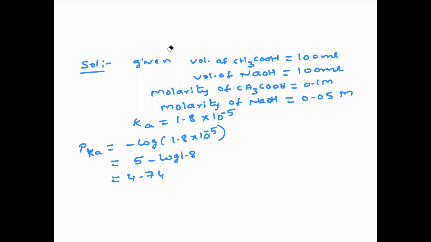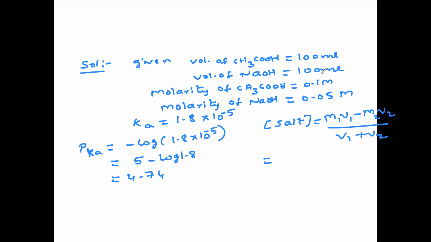So for finding pKa and pH for a buffer solution, we have to take the concentration of salt. The concentration of salt is equal to (M1V1 minus M2V2) by (V1 plus V2), because the salt concentration is not given. By combining these two only, we will be getting the salt, that is sodium acetate. So definitely you have to do it like this.